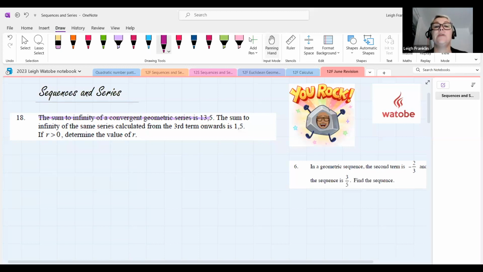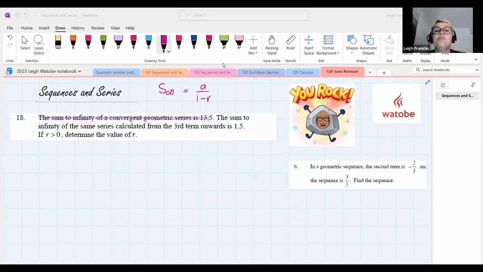In a fraction. Okay, so think about your sum to infinity formula. Your sum to infinity formula is a over 1 minus r, right? So what would you do with that 13,5? I can't tell you all the answers. You guys have got to think and try these questions for yourselves. Otherwise, you never develop the skills that you need.